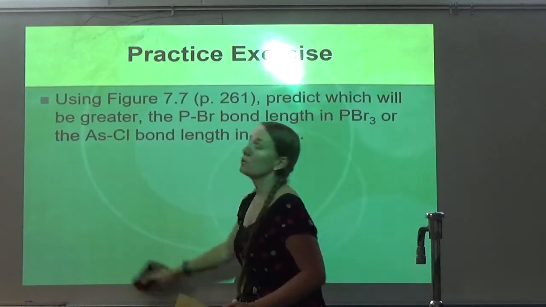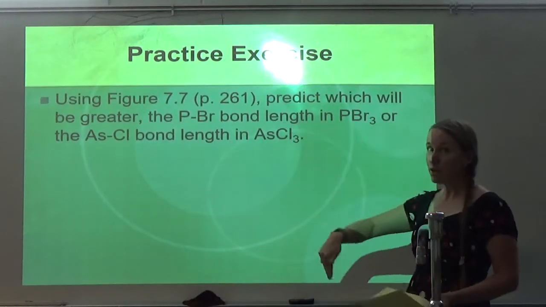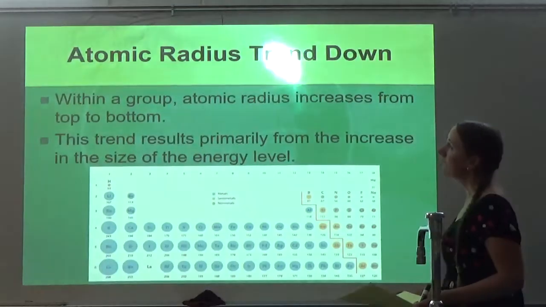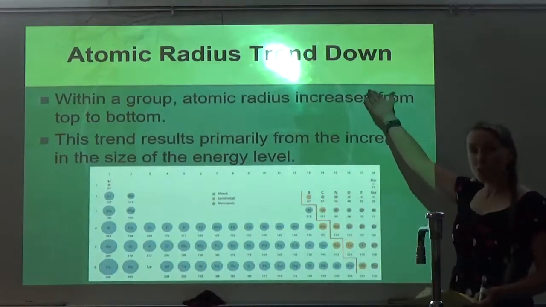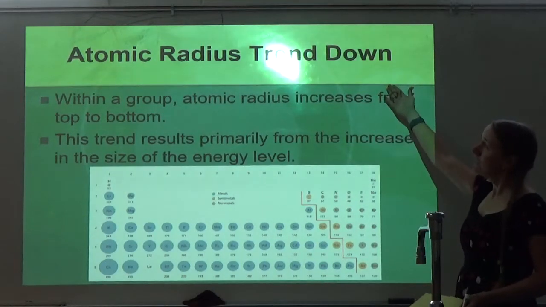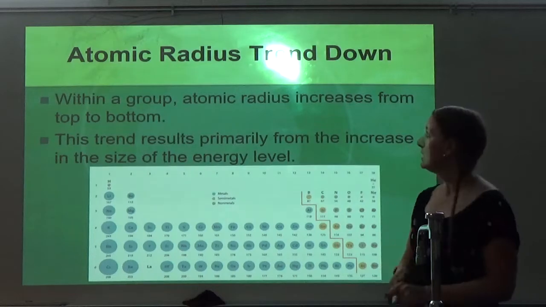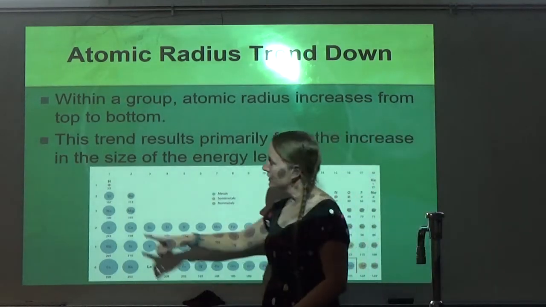You would need to know the trends, that as you go down, atomic radius increases and across it decreases, but you don't need to know the actual numbers. So here are the trends. What's the trend going down? Well, within a group, atomic radius increases from top to bottom. So as you go down, you can see there is an increase.